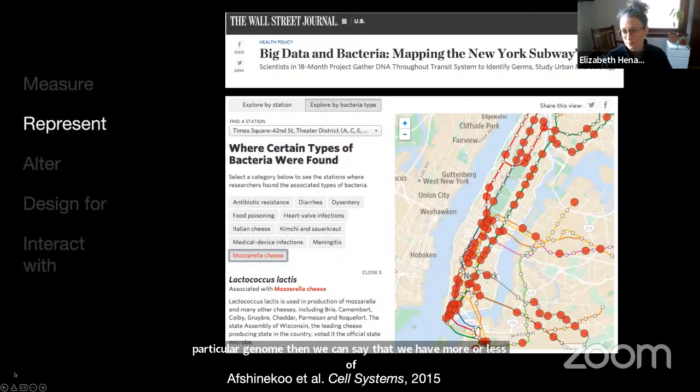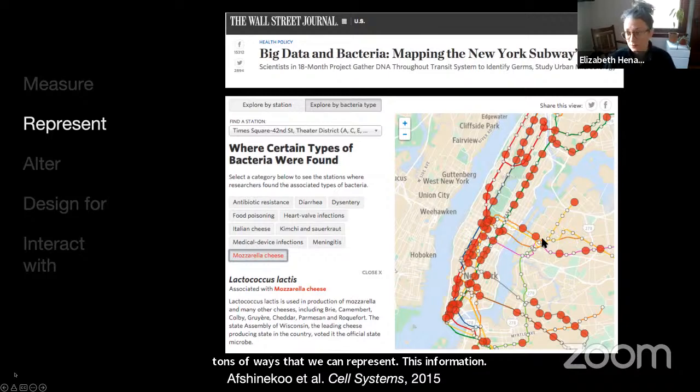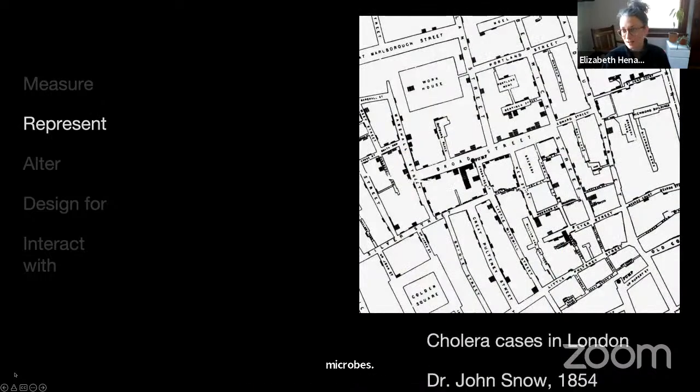There's tons of ways that we can represent this information. This is a study that I participated in a number of years ago now, in which we sampled all the subway stations in New York City, and worked with the Wall Street Journal to make an interactive visualization so that you could see which microbes you were interacting with on your commute. This is definitely not the first microbial map to be made of a city.